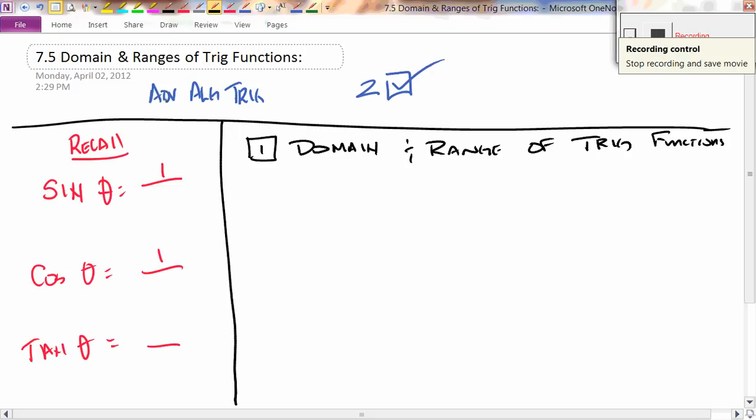Okay, sine is 1 over what? Who's got that one down? Cosecant. 1 over cosecant. Very good. 1 over the cosecant of theta. Good. Cosine is 1 over what? Secant theta. Awesome. You guys are rocking.